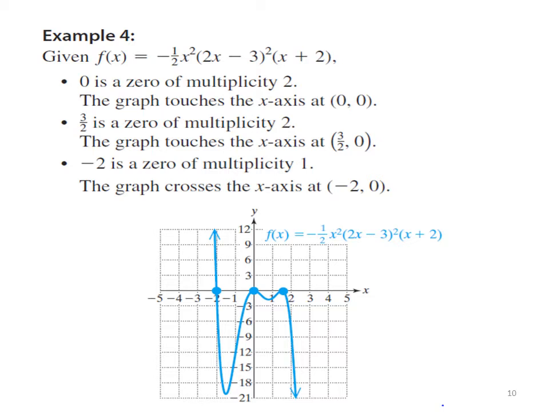A zero can just touch the axis, meaning the graph of the function might only touch the x-axis where you have a zero, or in the case of minus 2, the function crosses the axis. In this case, the sign of f of x will change. And if you look at an interval containing minus 2, you will see that the sign of f of x will change.